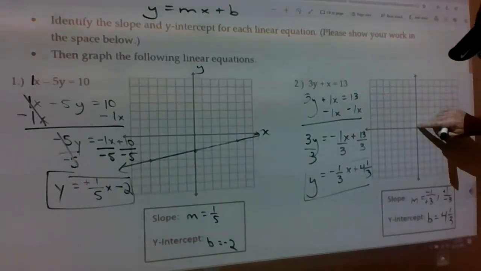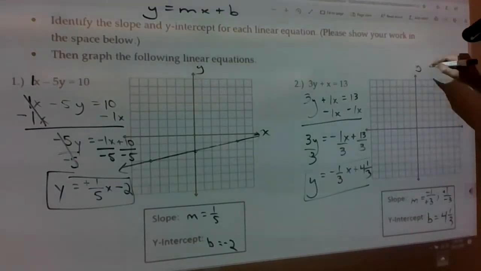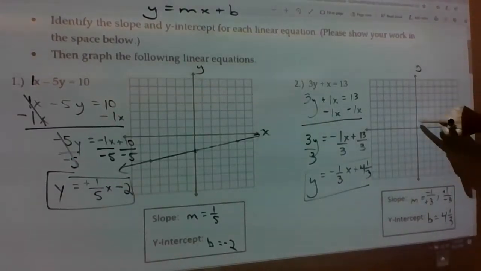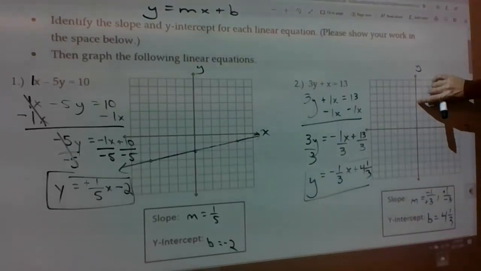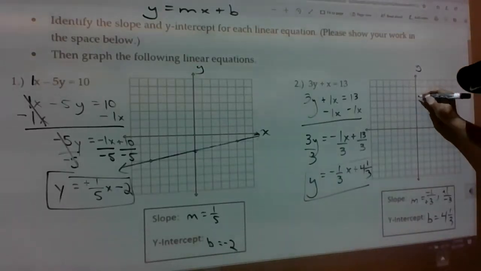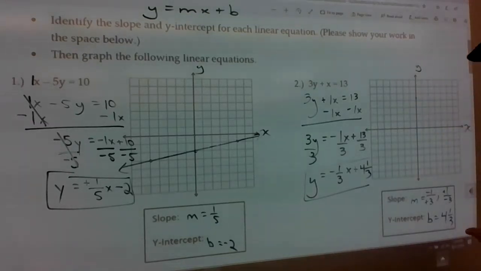So we're going to start 1, 2, if this is our y-axis and this is our x-axis, go 1, 2, 3, 4 units plus 1/3 of a unit above the 4. And that's going to be our starting point.